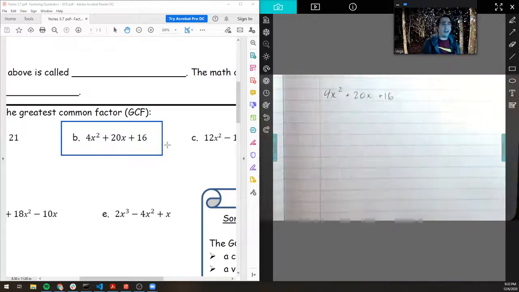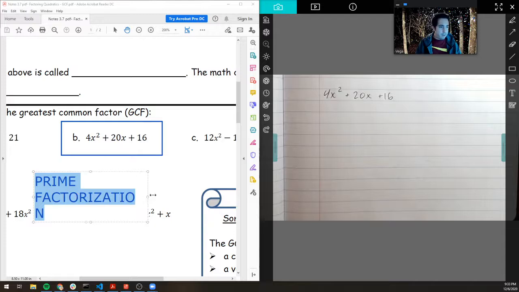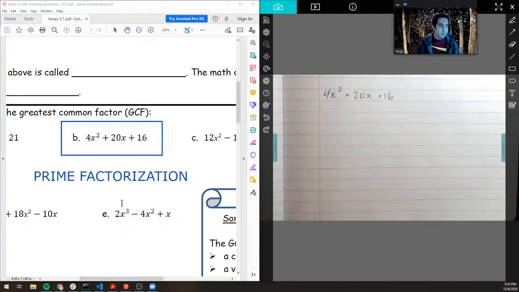So here's what I do when I'm factoring. I don't always do this, but here's a way to think about it: breaking everything down into its components. You might remember the word prime factorization. Prime factorization is breaking something into prime numbers. How can I break it into prime numbers? That's really what that is. That's what we're doing here.